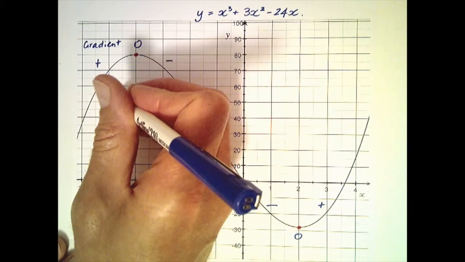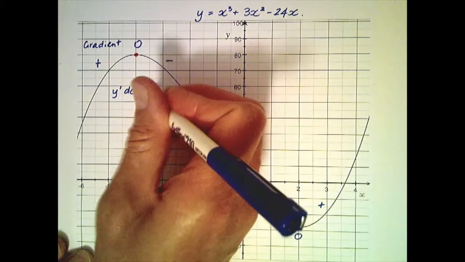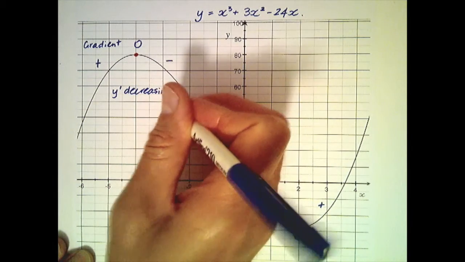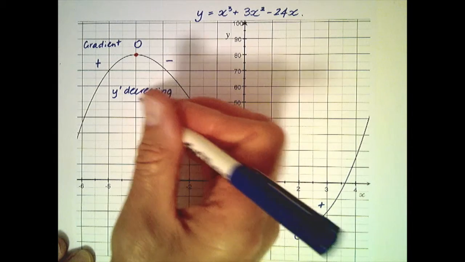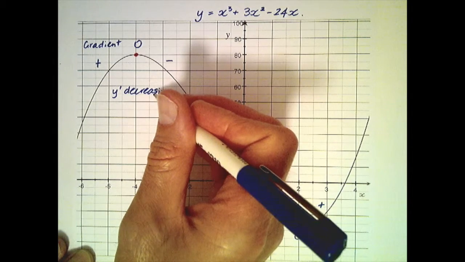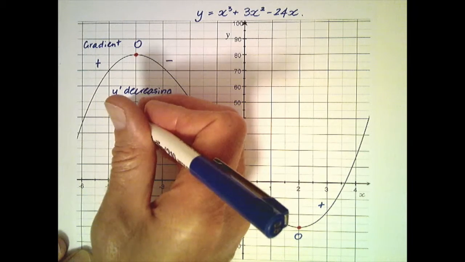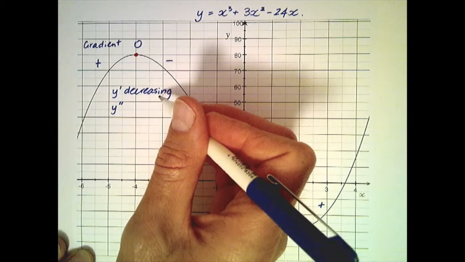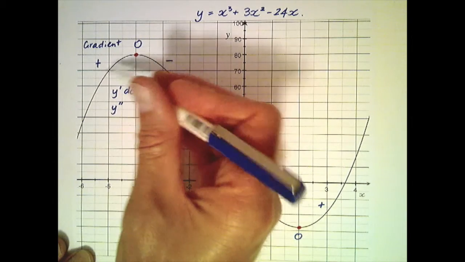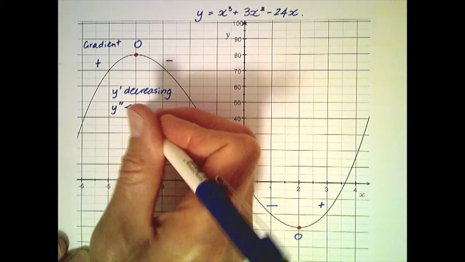Now if the gradient is decreasing, that means that y dash is decreasing. And we know from derivatives or rates of change that if something's decreasing, its derivative is negative. So the derivative of the first derivative is the second derivative. So if that first derivative is decreasing, in other words the gradients are decreasing as we move from left to right, that means the second derivative is less than 0.